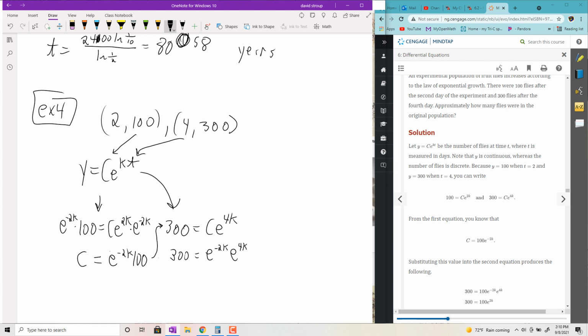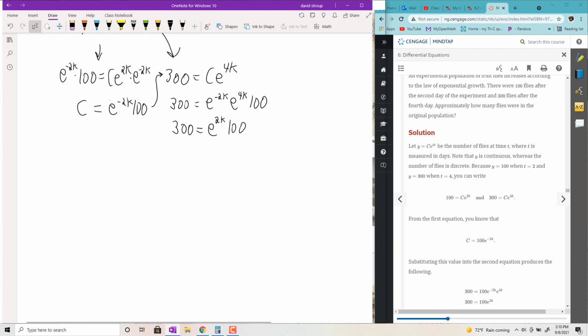Let me put the 100 at last. And then you could combine these two using our rules of exponents by just adding the exponents. So you get e to the negative 2k plus 4k is e to the 2k times 100. And then we could solve for k. All right. So that would give you 3 equals e to the 2k, and then take ln on both sides. So you get 2k equals ln 3, and k equals ln of 3 all over 2.